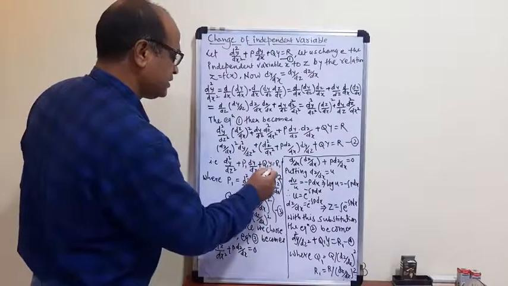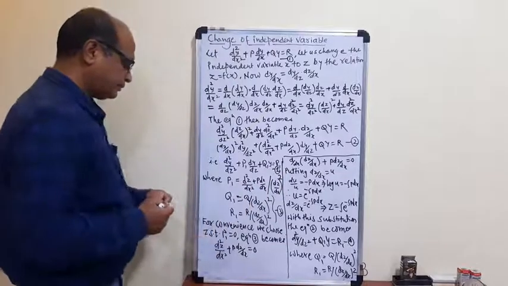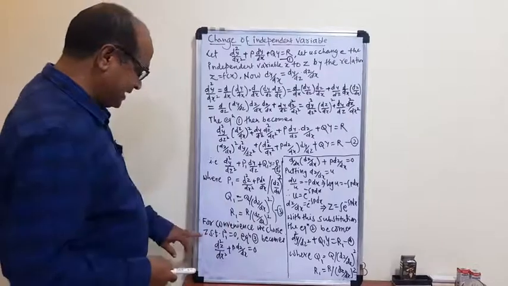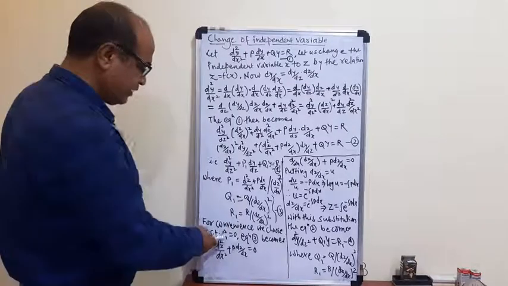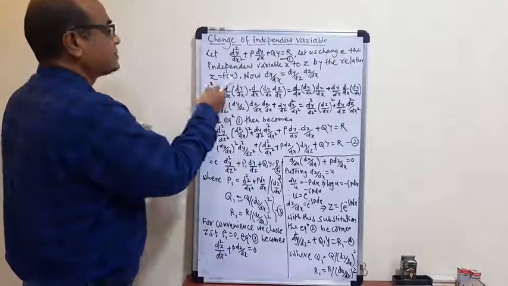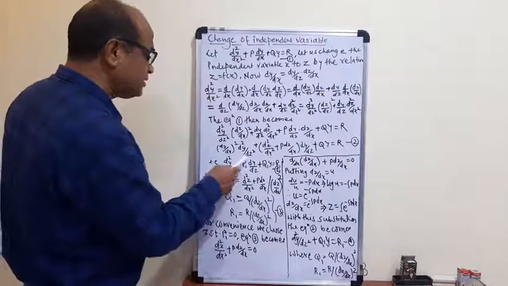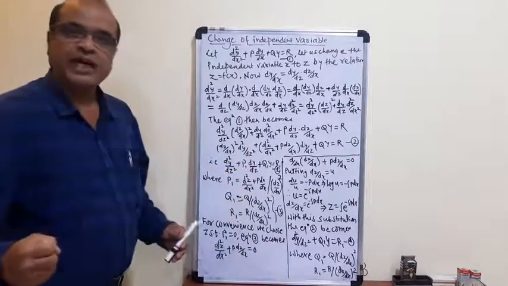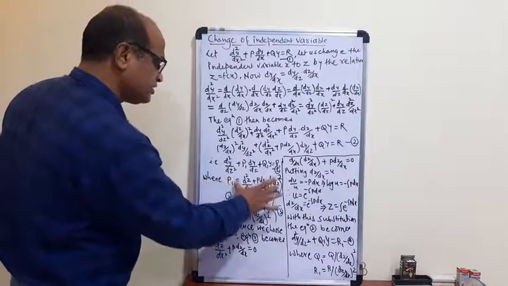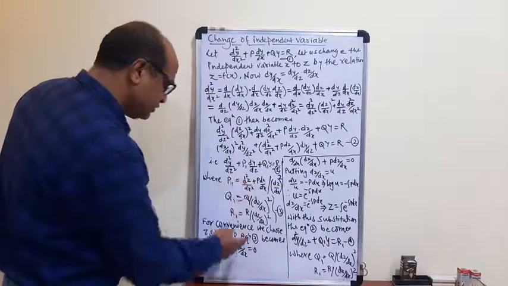This differential equation is equation 2. Then for our convenience, we choose z such that p1 is equal to 0. So we find z. What is z in terms of x? For that, we put p1 is equal to 0, which means this term is removed. Again this term is removed. So put p1 is equal to 0.